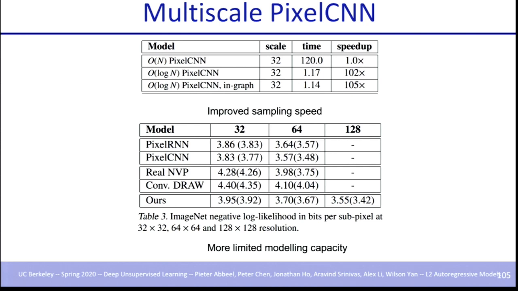With this multi-scale approach, you can then look at the scores of how well it does. The key thing here is improved sampling speed, but more limited modeling capacity, because you removed some edges that you normally would have had to condition on, and you lost that. So limited modeling capacity, but improved sampling speed.